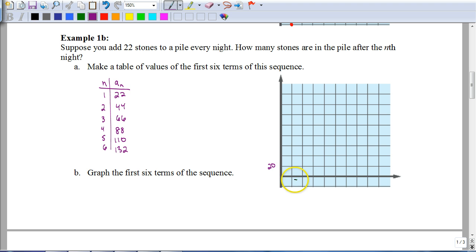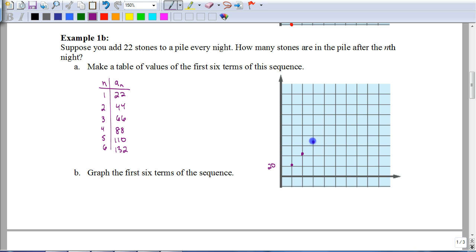So we put 20 here. On the x-axis, we'll count by 1. So the point (1, 22), a little bit above 20 there. The point (2, 44), so 20, 40. 40 would be right here. And then 66.